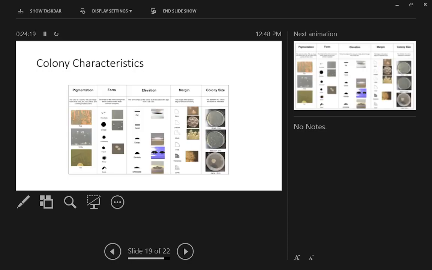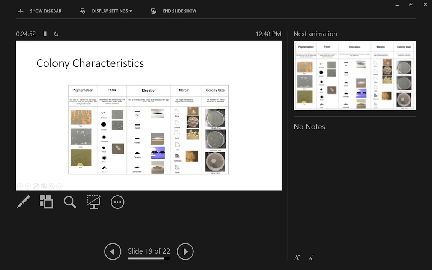When you actually do this, the point of this is to observe cultural characteristics. There are many cultural characteristics you can determine just from plates. Among them include the following in this chart, which are pigmentation, form, elevation, margin, and colony size. And I'm just going to go over them really quickly. Pigmentation is just, what is the color of the bacteria? It can be anything from pure white to slightly tan to pink or red or slightly green, all sorts of variations. Purple even.